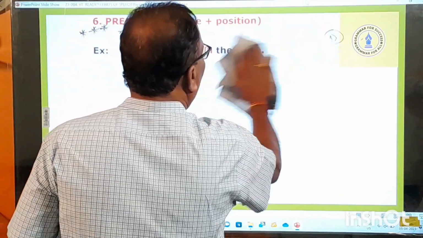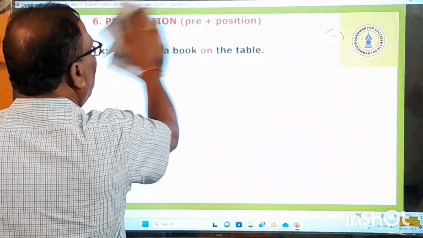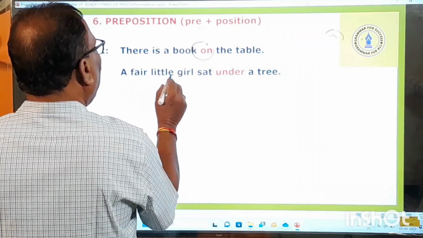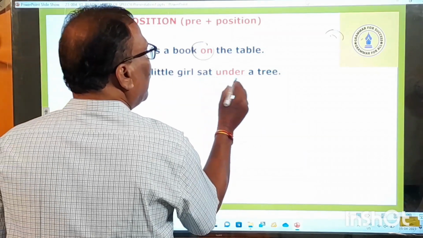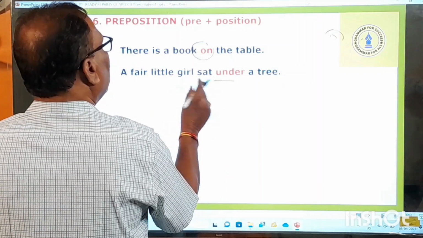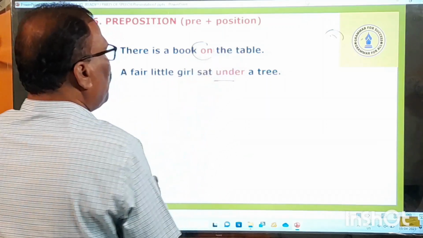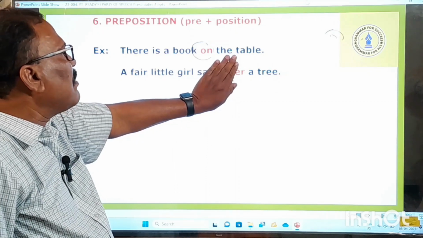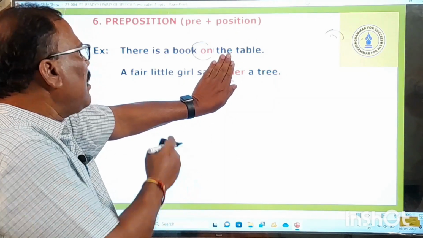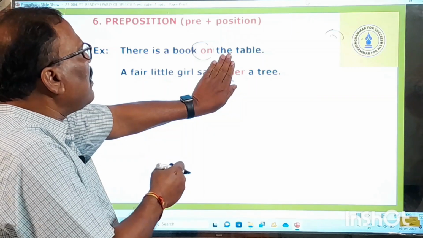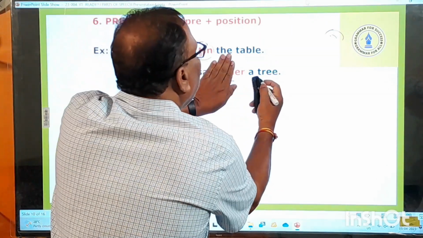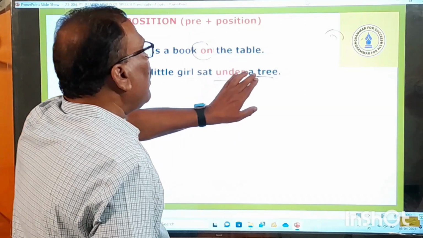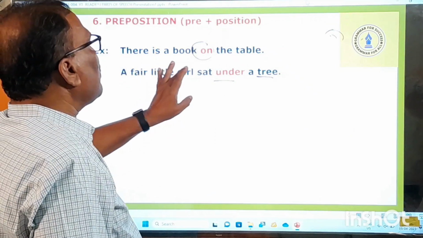Okay, I have already explained this example to you, and therefore I go to the other examples. There is a book, so it's a preposition. A fair little girl sat under a tree. Okay, a fair little girl sat. For example, I have removed this word from the sentence. What do you understand? A little girl sat a tree. A fair little girl sat a tree. This tree does not have any meaning here. Okay, but if I put it here, now: under a tree, a fair little girl sat.